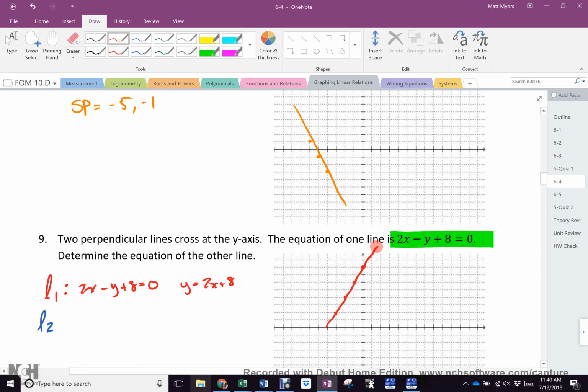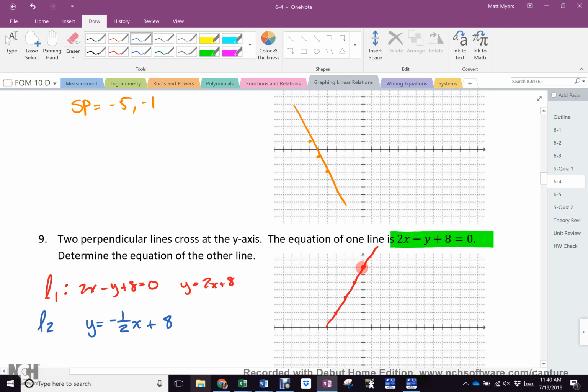Okay. What does the first sentence tell me about line 2? They're perpendicular. So what does that mean? So I know that line 2 must be y equals negative 1/2 x, right? What else do I know? Where do they cross? They cross at 8, right? So, what's this guy's b here? 8.